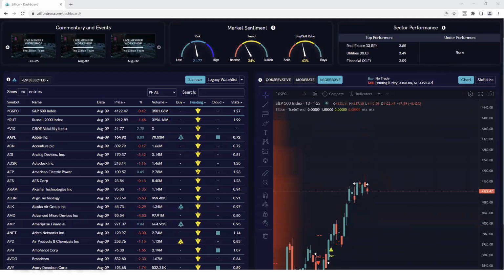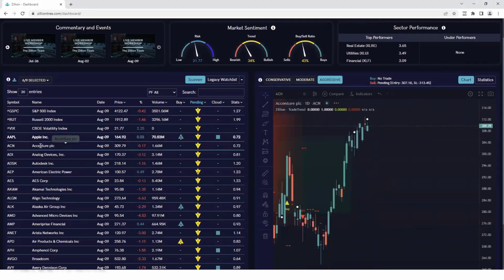So let's take a look at a couple other examples here. Let's look at Accenture. Also, you'll notice in the Zillion platform, when we run a scan, there's a number in the pending arrow. We've got a down arrow and it's yellow. That means it's still a pending signal. It hasn't hit the trigger price. If it were red, then it means that it's hit the trigger price.